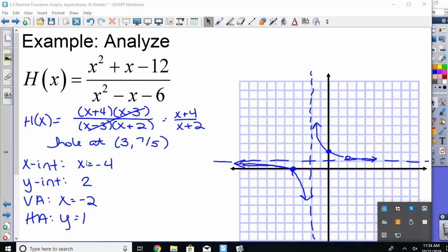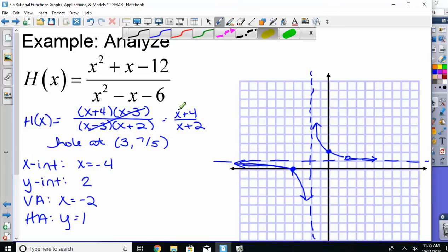So you factor it, the x minus 3's drop out, so that means you have a hole. If you plug 3 into what's left, you get 7/5, so that's an open circle on our graph. X-intercept is -4 if you set the top equal to 0. Y-intercept is 2 if you plug in 0 for your x's. Vertical asymptote, x equals -2 because that's what makes the bottom 0. Horizontal, if you divide leading coefficients, you can do it here or here, and you get y equals 1. So then fill in your graph, and it should look something like this. Are we okay with that?